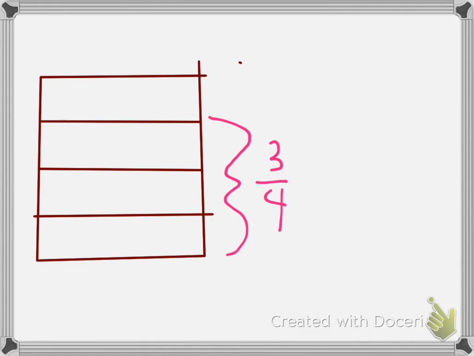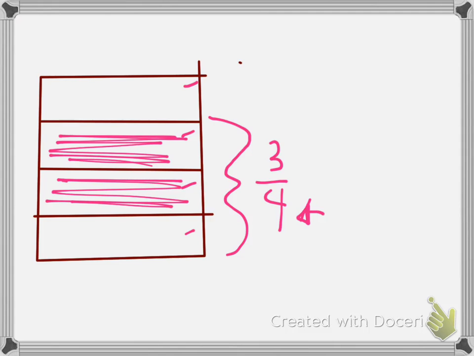So here we have our rectangle with our 4 parts. 1, 2, 3, 4. Okay, and the reason why we put it into 4 parts is because that's the denominator in our fraction. So we know there's 4 total parts available. The directions say to shade in 3 of those 4. So there we go. 1, 2, 3. 3/4 is now shaded in.